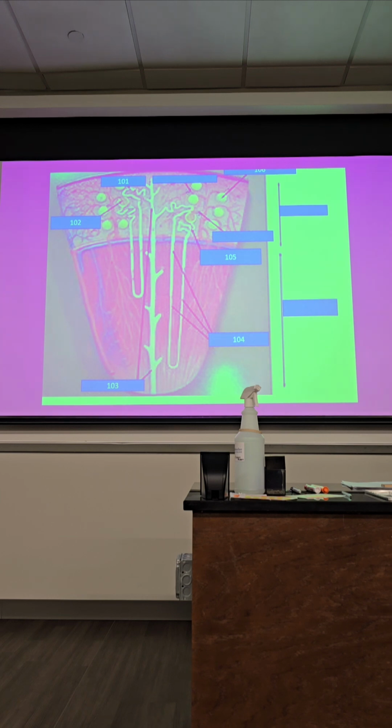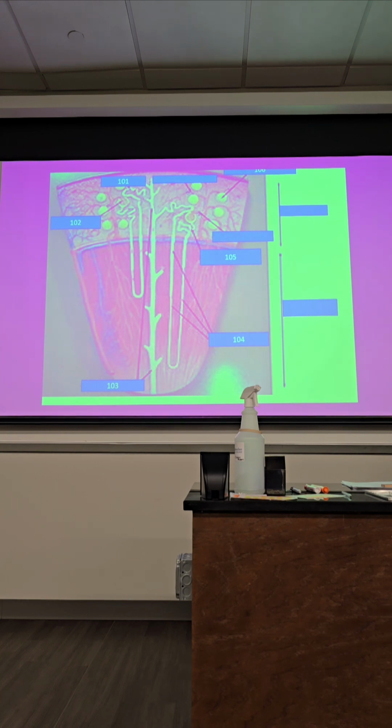Okay. But if I tell you to be specific, then I have to show you one arrow. Then you could say it's the descending limb of the loop of Henle. At the bottom where it circles is the loop of Henle. If it's pointing at the top one, then you could say it's the ascending limb of the loop of Henle.